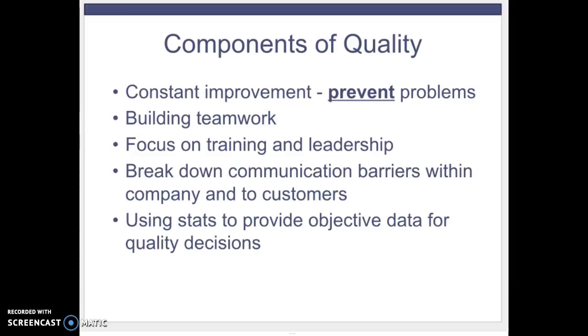And then it's critical that we use stats and data for quality decisions. If there's an error somewhere, we really need to understand why that error is occurring and how we rectify it to make more income for the company, because there's less downtime and less low quality products that have to be discarded.